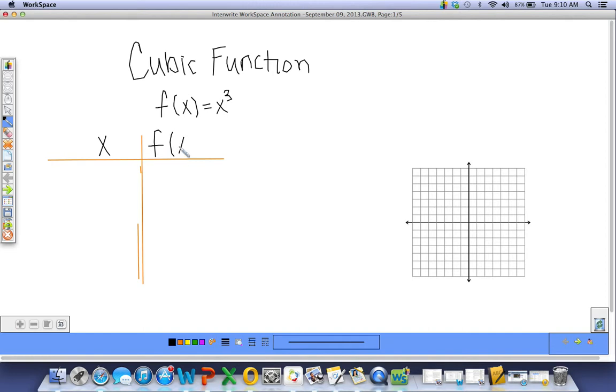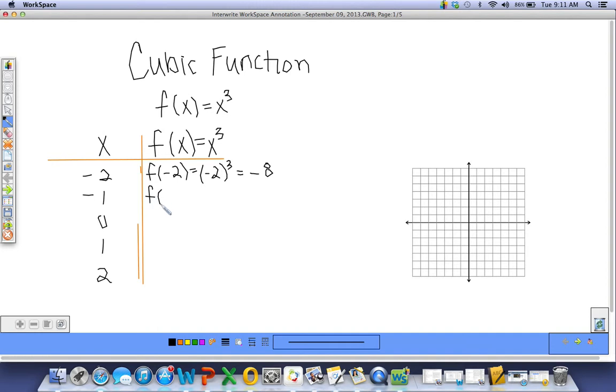We are going to have our x's and our f of x. And let's go ahead and use -2, -1, 0, 1, and 2. Alright, so f of -2 would be the same as -2 cubed. So we have to think. This is like saying -2 times -2, which is +4, times -2, which gives us -8.